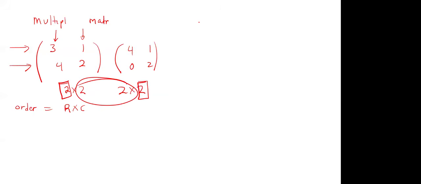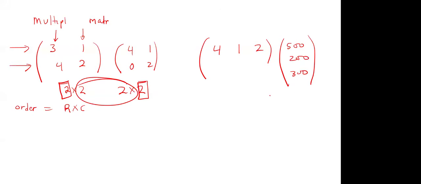Take an example. If you have this matrix, 4, 1, and 2, and maybe they have given you money, 500, 200, and 300. You first ask yourself, can these two matrices be multiplied? What are you going to do? You are going to ask yourself, what is the order of this matrix? This matrix has 1 row, and how many columns? 1, 2, 3. These are the columns. So this is 1 by 3.